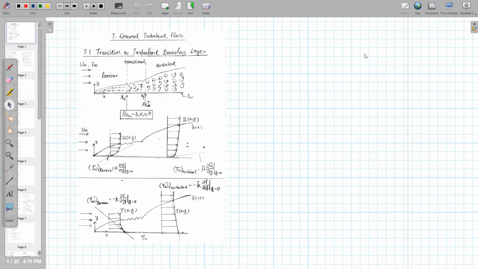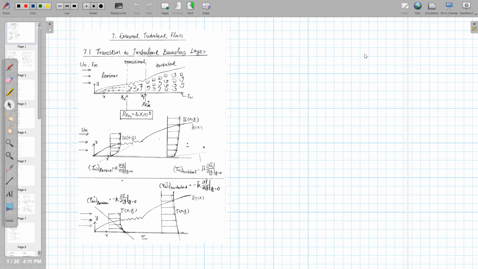Today's lecture will mainly include 2 parts, 2 chapters. The first one is the external turbulent flow, especially turbulent flow over a flat plate. Before, in chapter 2, we studied the laminar boundary layer theory to study laminar flow. If the flow becomes turbulent, the boundary layer will also become turbulent. So we will talk about the characteristics of the turbulent boundary layer problem.